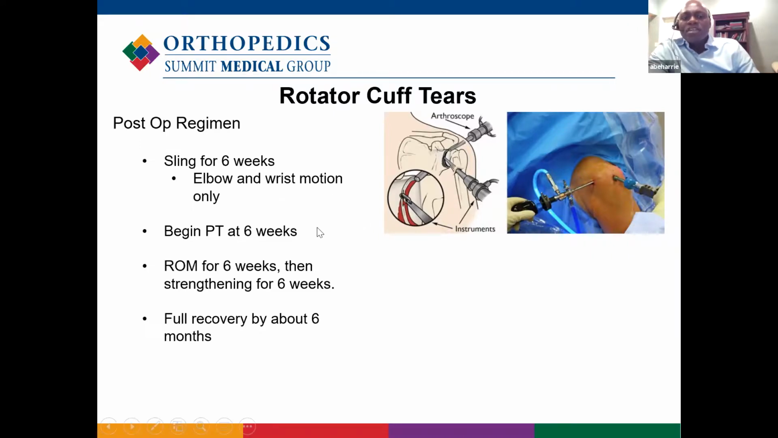Physical therapy starts at 6 weeks, and initially all we do is just range of motion to prevent the shoulder from getting stiff. And then after 6 weeks, we can begin strengthening so that we can rehab the rotator cuff muscles. Most patients have full recovery by 6 months. In cases of larger tears, it may take a bit longer, up to 9 months. But usually once you fully recover from a rotator cuff repair, there are no restrictions. You can resume all your activities.